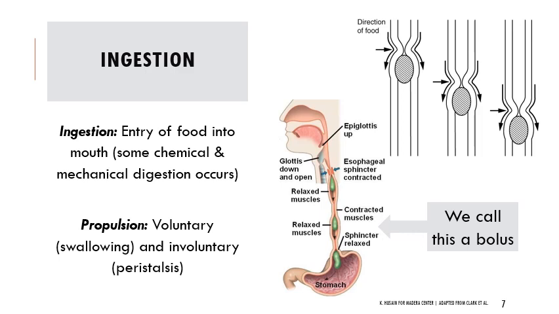All right, so to expand on these a little bit, ingestion is when we have entry of the food into the mouth or the oral buccal cavity. There's a lot of technical terms for it. And at this point, we have some chemical and mechanical digestion actually occurring. We'll expand on that in just a moment. Once food is processed in our mouth and swallowed through a process called propulsion and then starts to travel down into our esophagus, we call that a bolus. And as it's traveling down into the stomach, it's doing that through smooth muscle contractions called peristalsis.